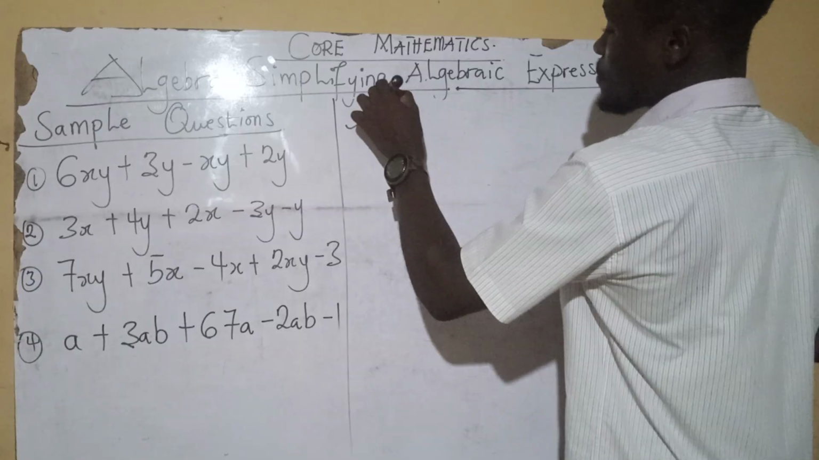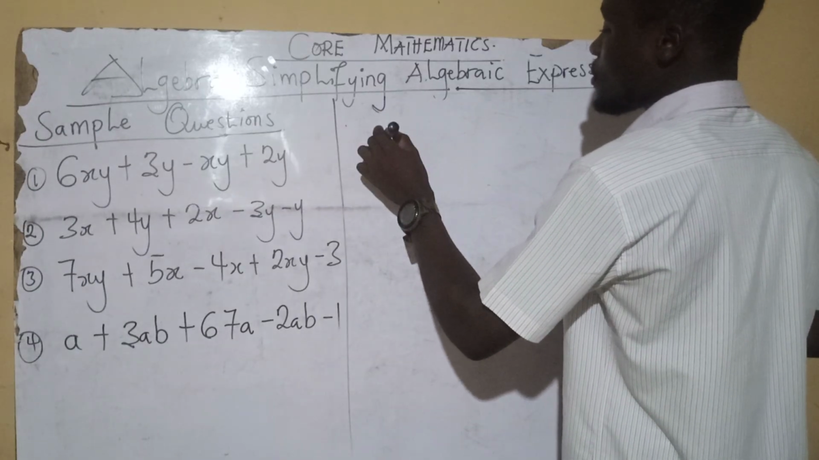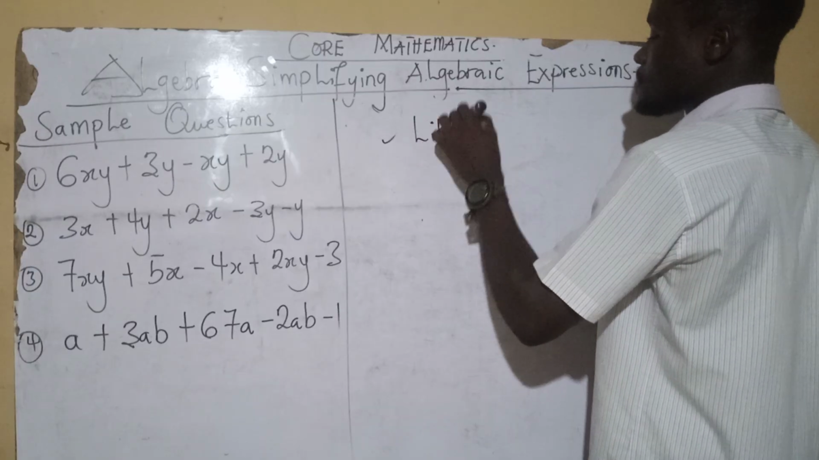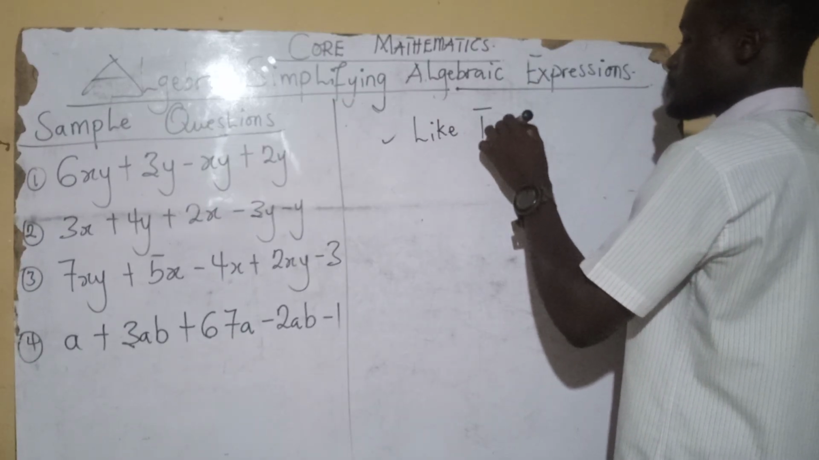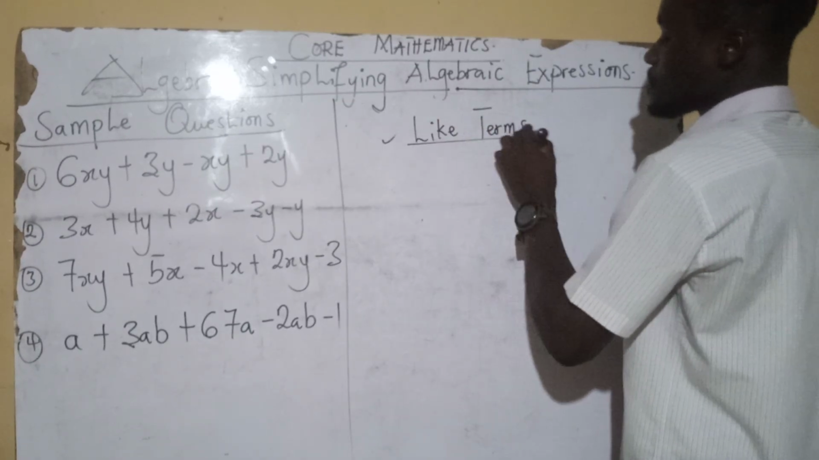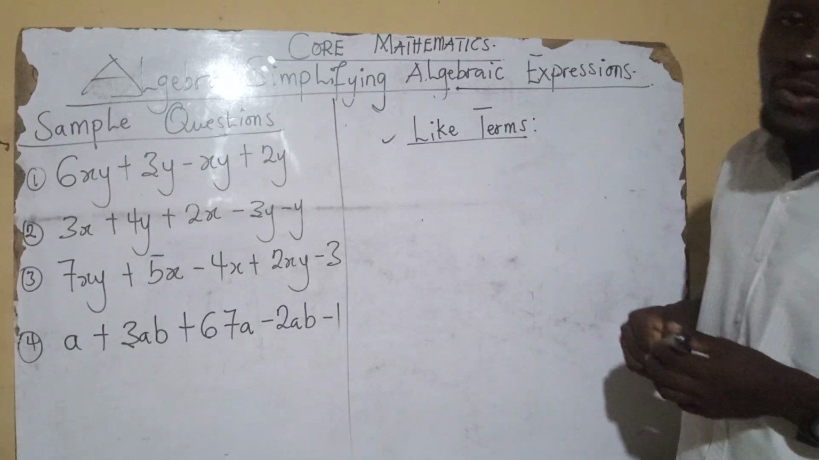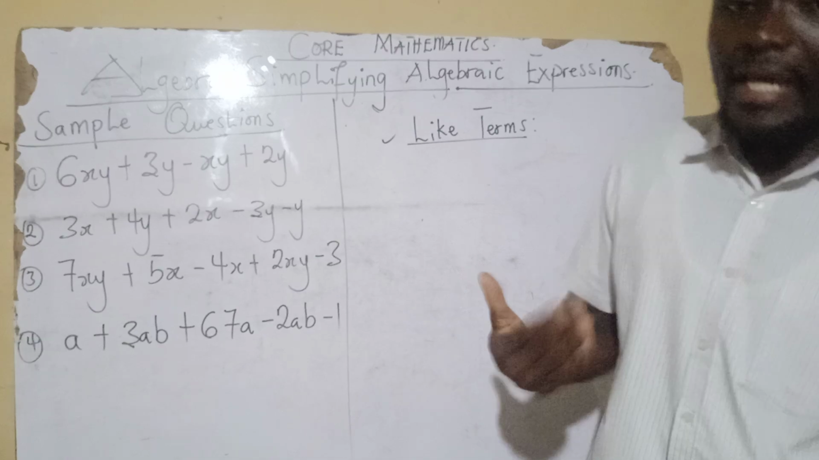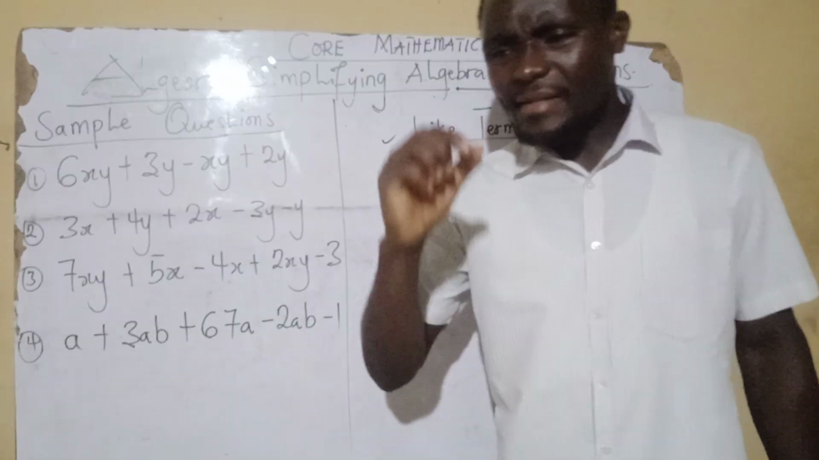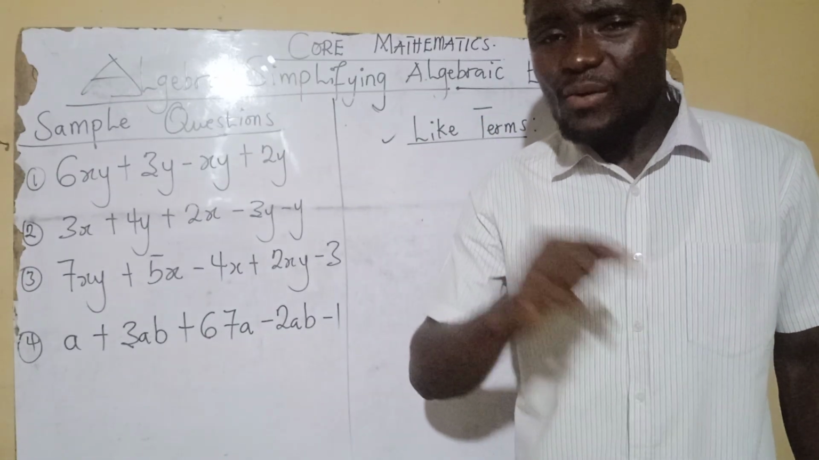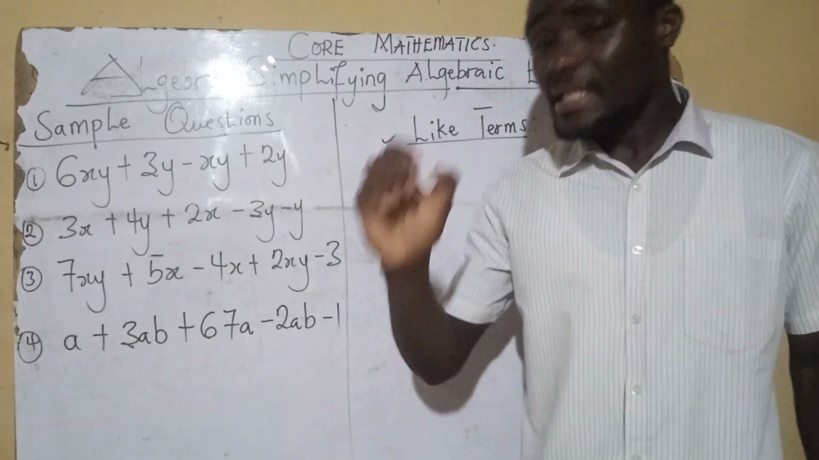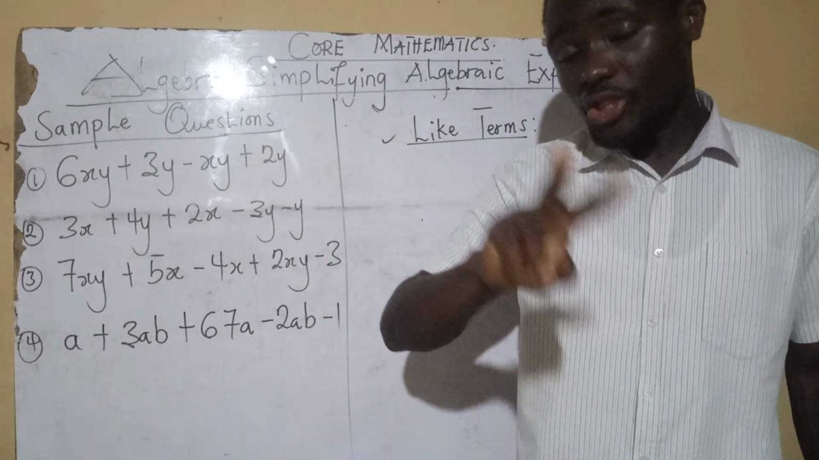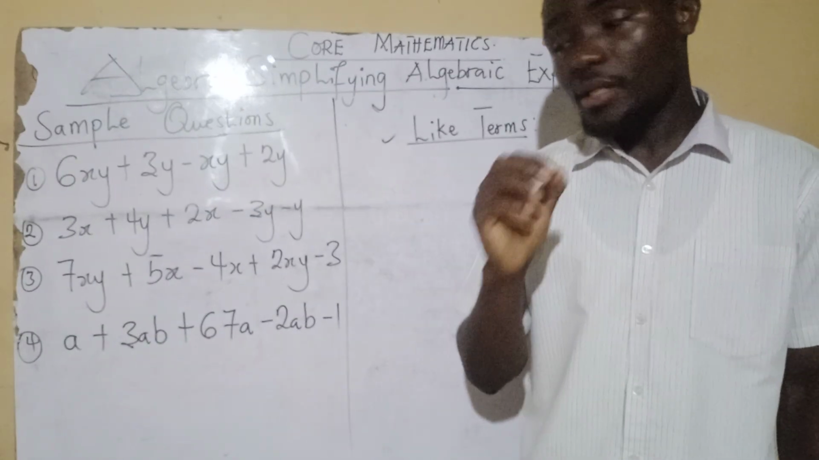We dive into what we call like terms. I said we dive into what we call what? Like terms. Very good. So with like terms also, now I told you that the terms are being separated by what? The addition and the subtraction sign. Are you getting me? The operational signs, addition and subtraction. Are you with me? Very good.